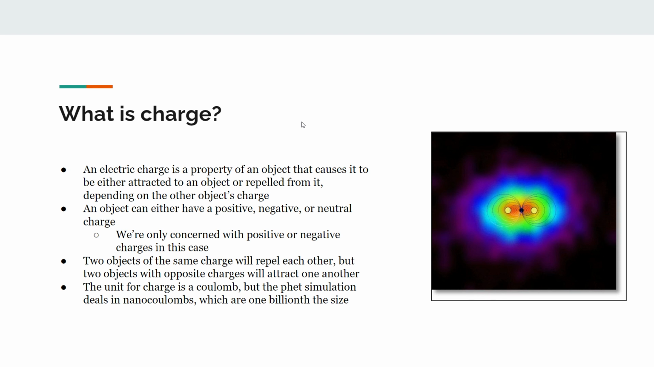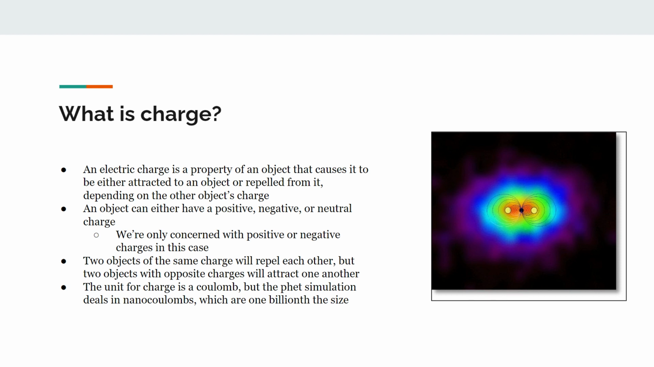To start off with some definitions, what is charge? An electric charge is a property of an object that causes it to either be attracted to or repelled from another object, depending on that other object's charge. An object can have one of three types of charge: a positive charge, a negative charge, or a neutral charge. But in the case of this PhET simulator, and this project, we're only concerned with positive or negative charges. Neutral charges you can't use in the PhET simulator, so they were kind of a non-factor, but I saw them in my research, so I thought I would mention it.